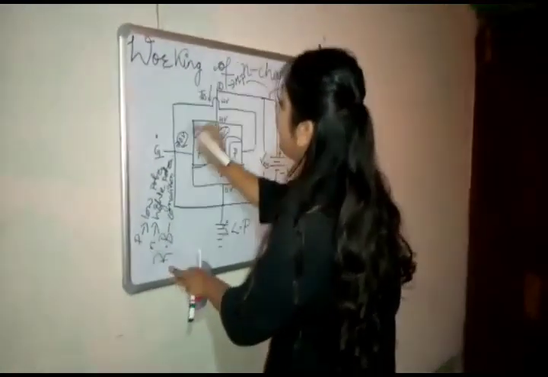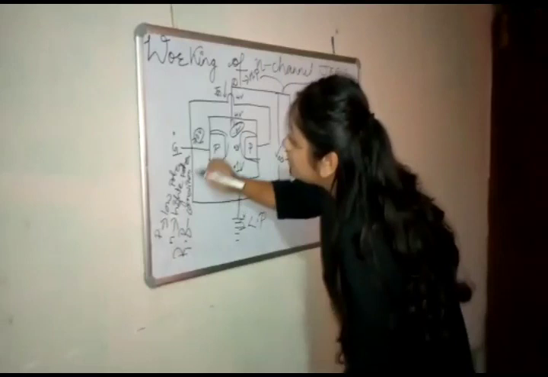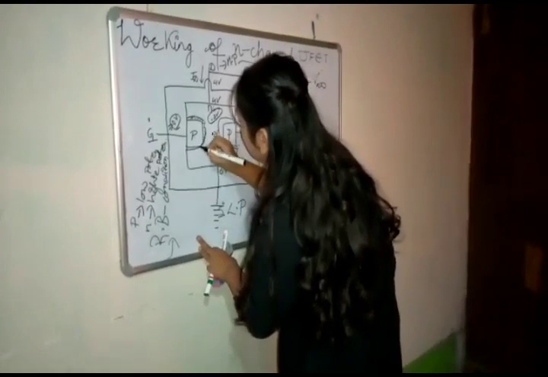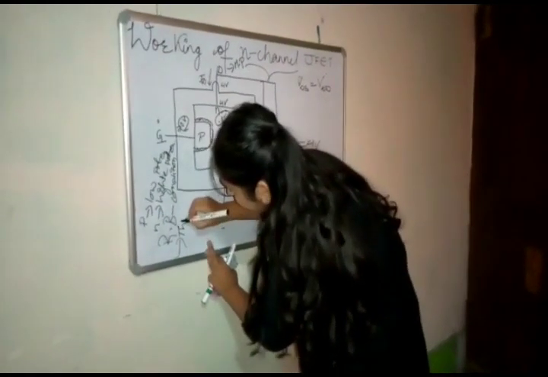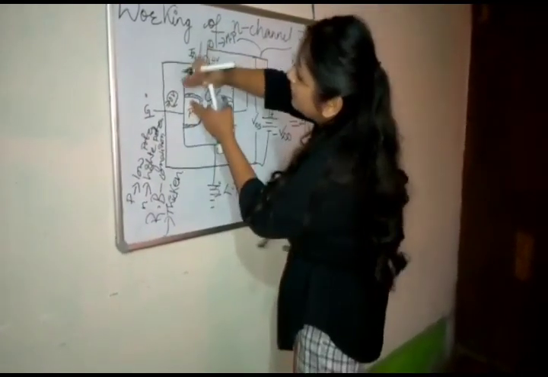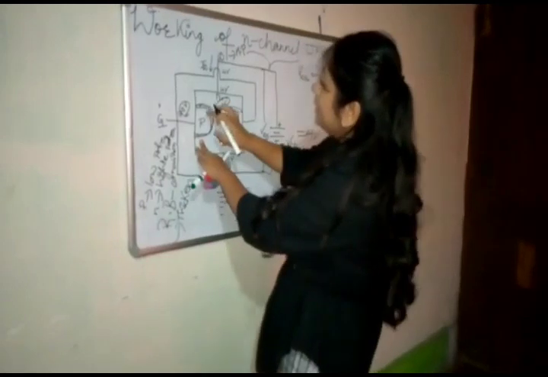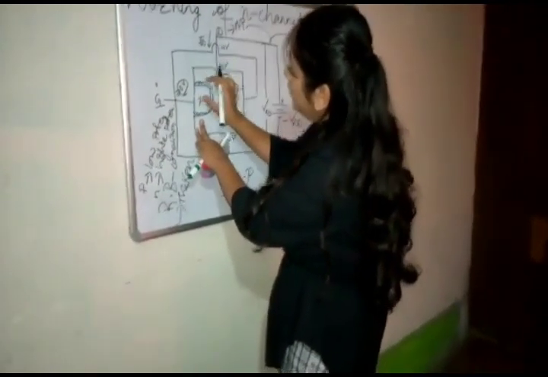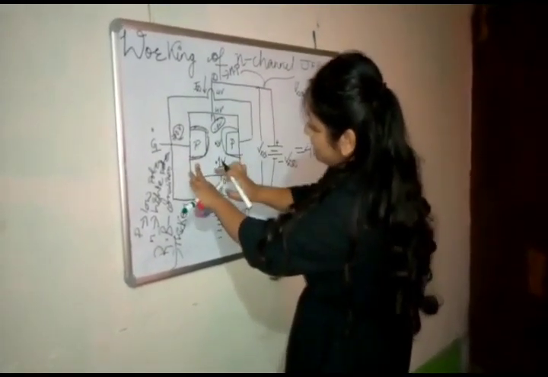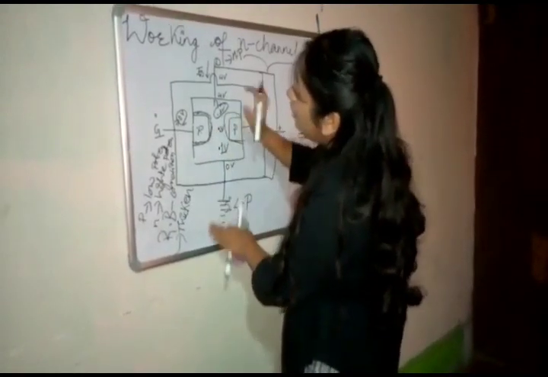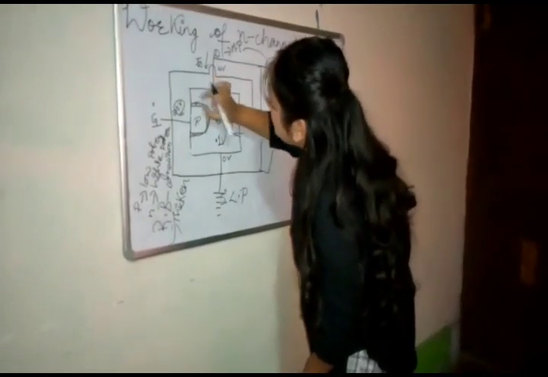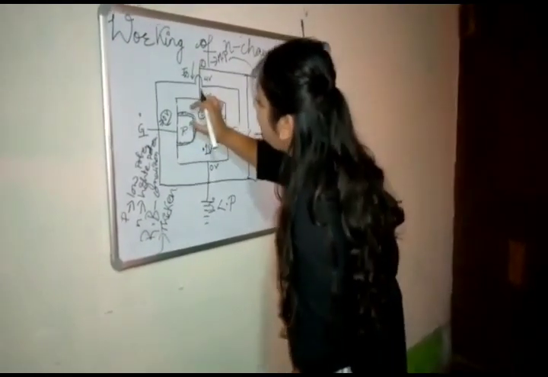Due to this reverse bias condition, this depletion layer will thicken. Here the depletion layer will be thicker in the upper part than in the lower part, because there is more reverse bias over here, because the N terminal is connected to higher potential than in this region.